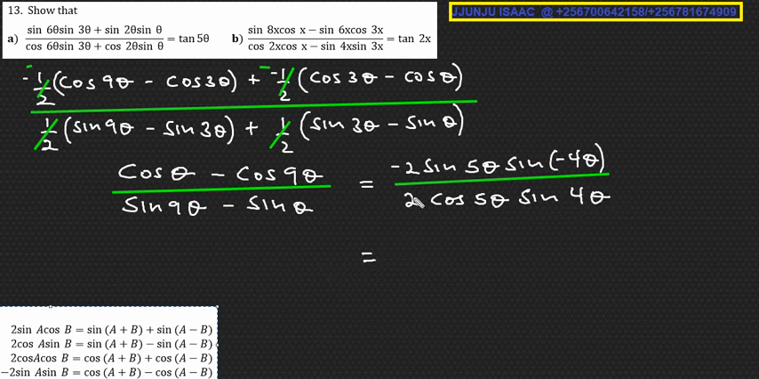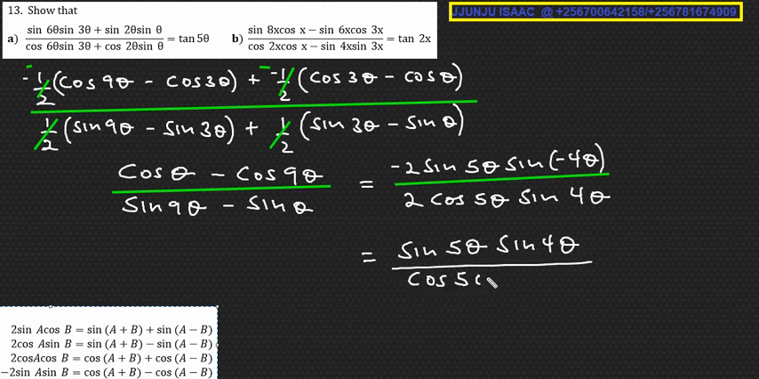So we know that sine theta is affected with the negative, so this negative cancels with this negative, and the 2 cancels with this, so we get sine 5 theta, then sine 4 theta over cos 5 theta sine 4 theta. And from here you can see that this sine 4 theta cancels, we remain with sine over cos, which is tan 5 theta.